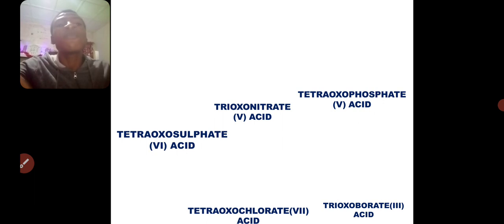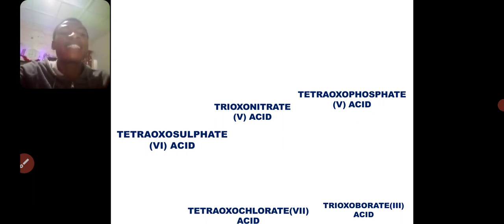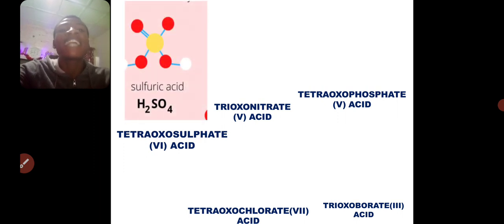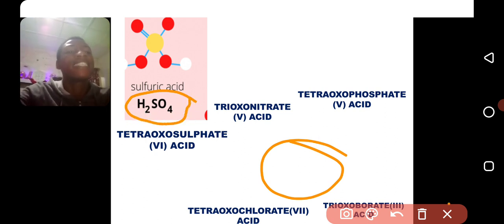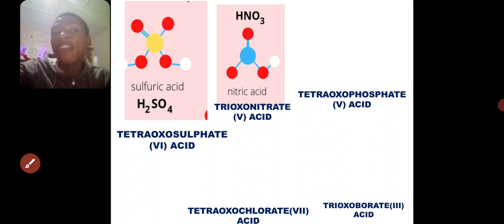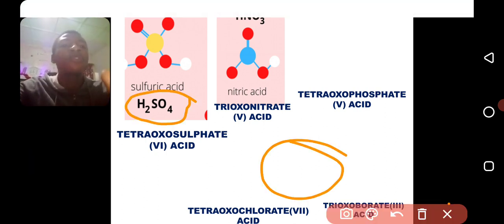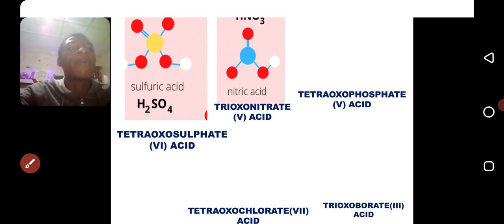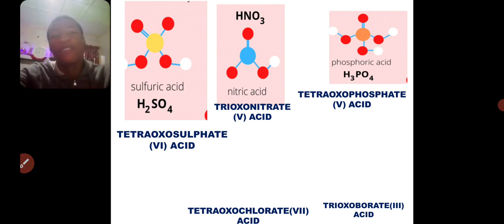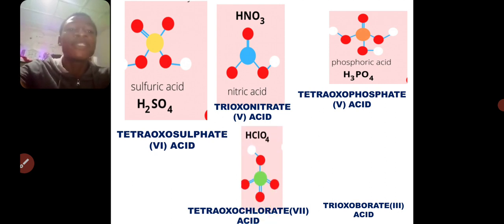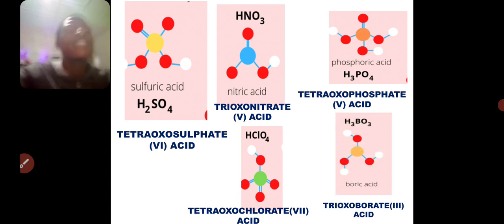So we have other examples of mineral acids, like you can see on your screen. Tetraoxosulfate 6 acid, H2SO4. Talk about trioxonitrate 5 acid, HNO3, also a mineral acid. Talk about tetraoxophosphate 5 acid. Some people call it by the old name, phosphoric acid. The new name is tetraoxophosphate 5 acid. It is a mineral acid. Tetraoxochlorate 7 acid, HClO4, it's a mineral acid. Trioxoborate 3 acid, it's also a mineral acid.